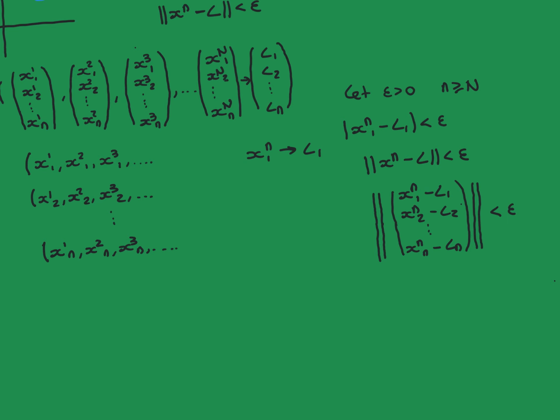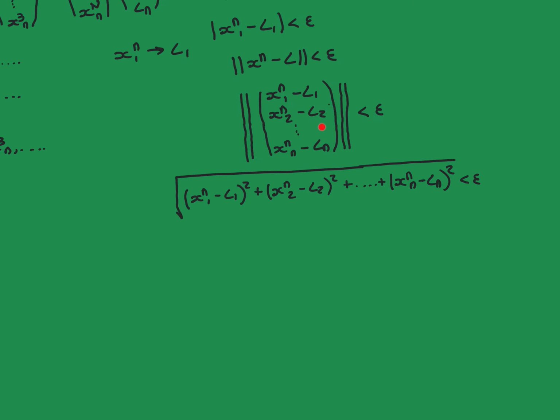Then we're subtracting those two vectors, so this is the vector that we get overall. We want to take the norm of that, so we apply the definition of the Euclidean norm. The Euclidean norm of this vector is the square root of the sum of the squares of the coordinates. The first coordinate is xn1 minus L1, squared. The second coordinate is xn2 minus L2, and then we need to square that. It continues all the way up to the nth coordinate, which is xnn minus Ln, squared. So that's the Euclidean norm, and that's going to be less than epsilon.